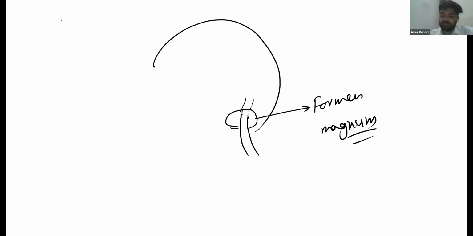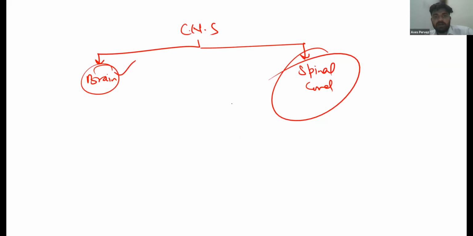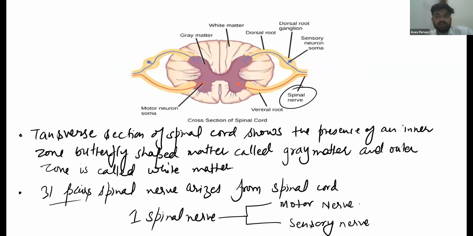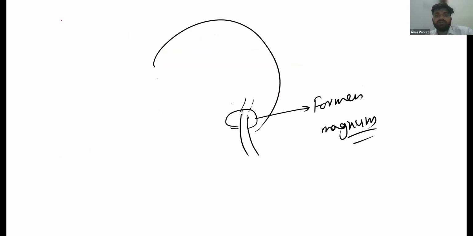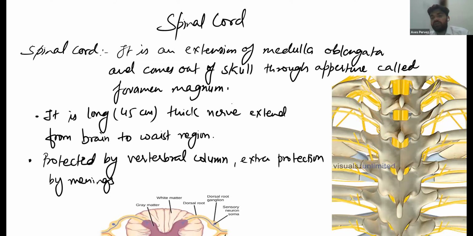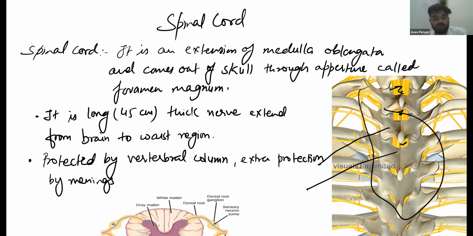Now, how is the spinal cord protected? You see, this is the vertebral column. Inside this vertebral column, this yellow color is the spinal cord. This is the backbone, the vertebral column, and inside it is the spinal cord, protected like a pen refill inside a pen.